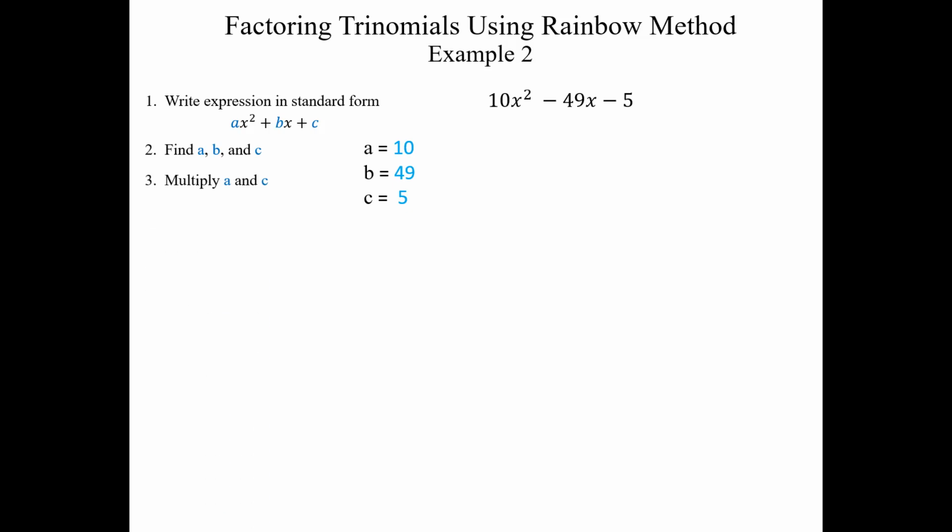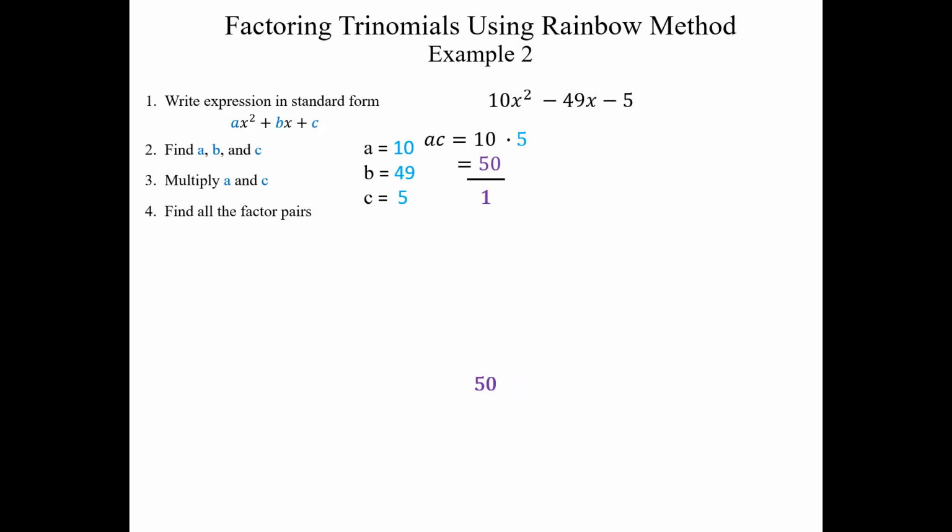Our next step, we're going to multiply a times c. So a times c is 10 times 5, which gives us 50. Now we need to find all the factor pairs of 50. We always start with 1. So 1 times 50 would be 50. And we write the 50 down here, leaving the space in between for the other factor pairs.